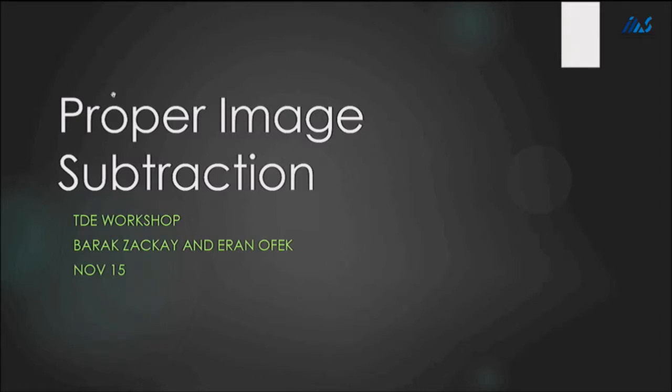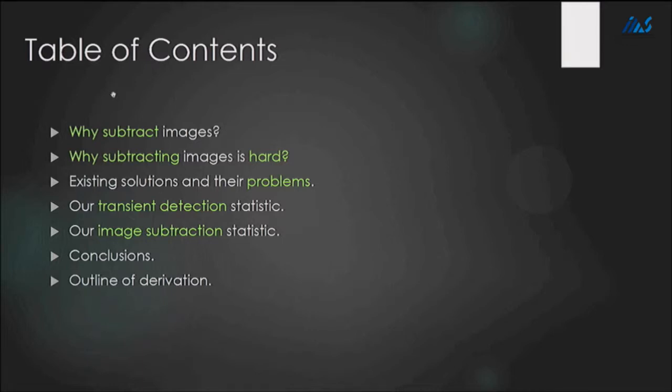And today I'm going to tell you about how to properly image subtract. We have already seen that image subtraction is notoriously hard from both Yair and Or. We'll first ask why subtract images, then we'll show why it is hard. We'll show the existing solutions and their problems, the problems that Yair showed, and we'll show our solution. Sadly, 20 minutes is not enough time to show the argumentation of why it is optimal. If we have enough time, I'll also show the outline of the derivation of why it is optimal. You'll have to believe in some sense.